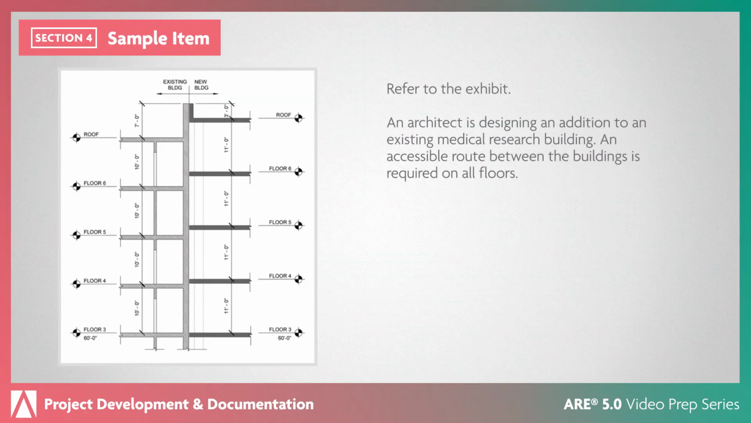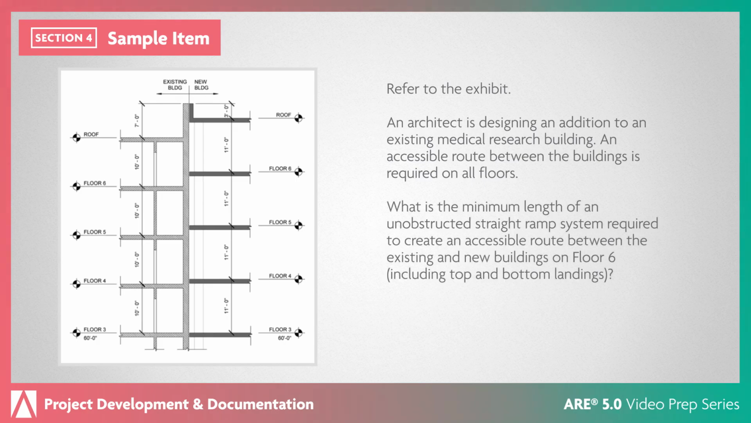An architect is designing an addition to an existing medical research building. An accessible route between the buildings is required on all floors. What is the minimum length of an unobstructed straight ramp system required to create an accessible route between the existing and new buildings on floor 6, including top and bottom landings? The correct answer is 51.